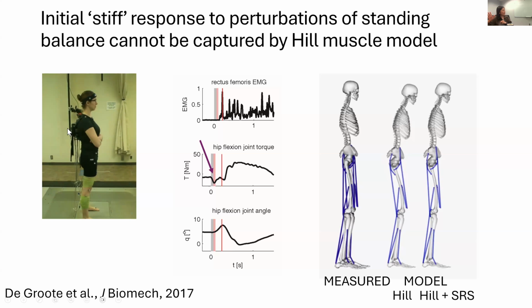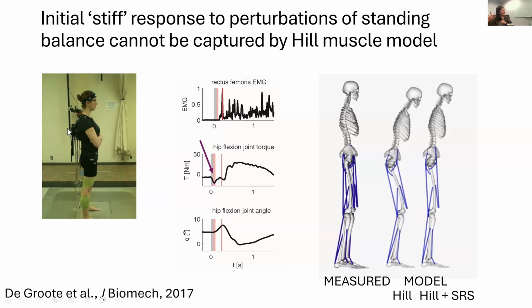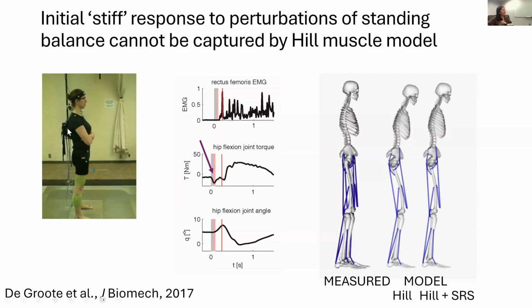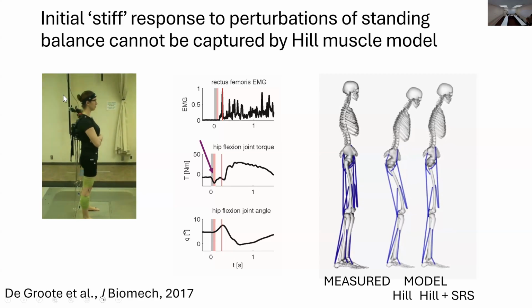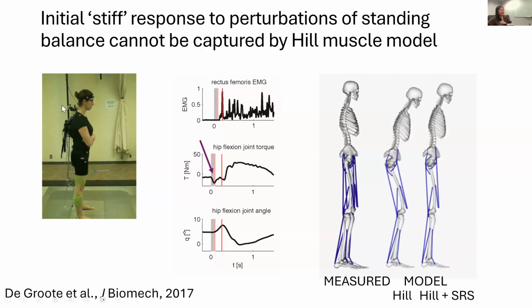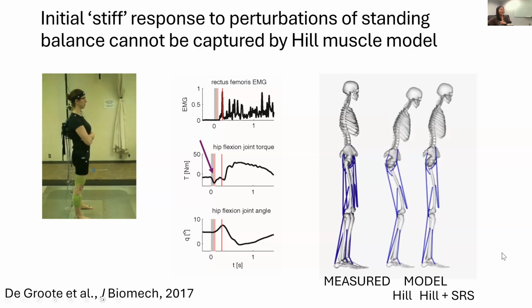Did that answer your question? Was it Sriram, by the way? Yes. Thanks. Any questions about short-range stiffness? All right, moving on.